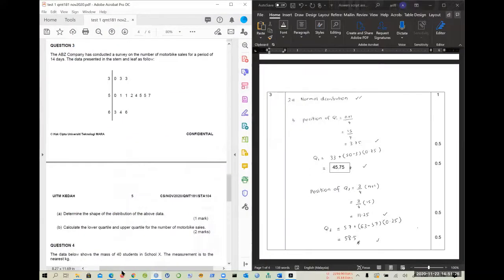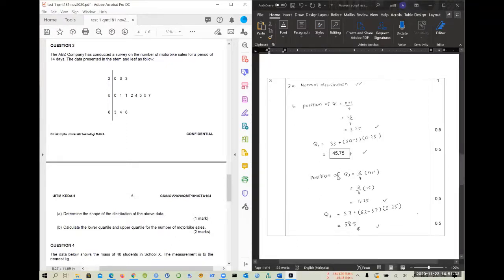Okay. So that is how you find the lower quartile and upper quartile for the number of motorbike sales. So you have the lower quartile is 45.75 and the upper quartile is 58.5. Okay. So this is the answer for question number 3.